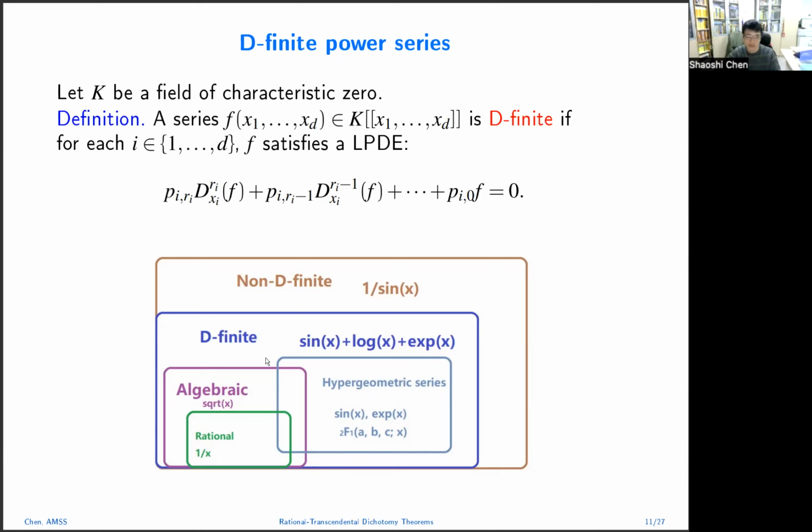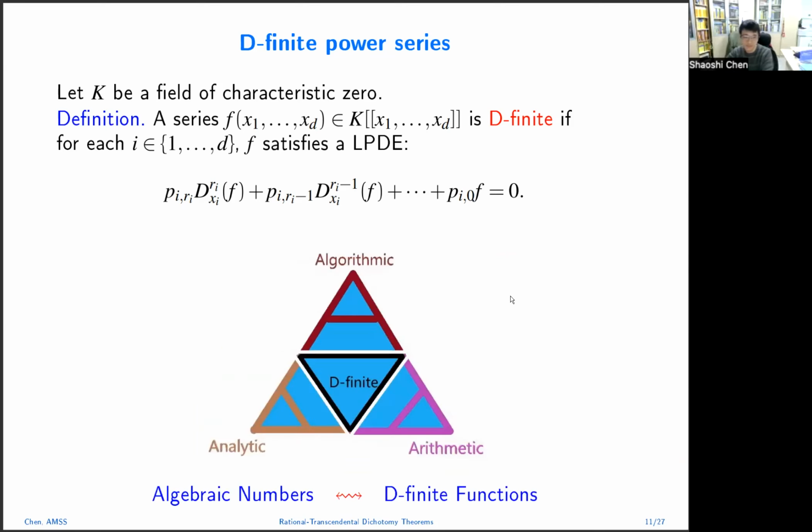But not all functions are D-finite, because there is one property in the univariate case: a D-finite function can only have finitely many singularities or finitely many poles. You can see from this analytic property that one over sine x is not D-finite, because there are infinitely many poles. And there are many other functions that are not D-finite.